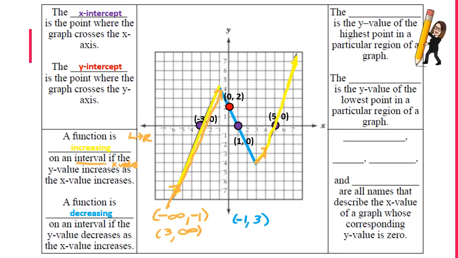Also notice that if I piece all my intervals together, I have the whole graph, right? It's continuous. So -infinity to -1, -1 to 3, 3 to infinity. They sort of all piece together, right?